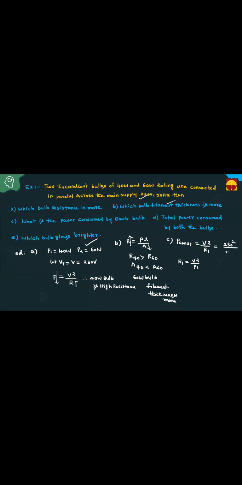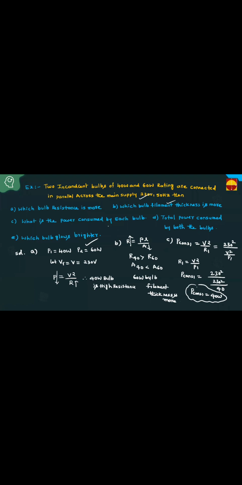I'm writing V square by P1, students. Then what is the power consumption P1? That is 230 square by 230 square by P1, where P1 equals the 40 watt rating. Then the power consumed by bulb 1, the 40 watt bulb, is 40 watts, because here VR equals V. That's why you get the same answer. That is 40 watts.